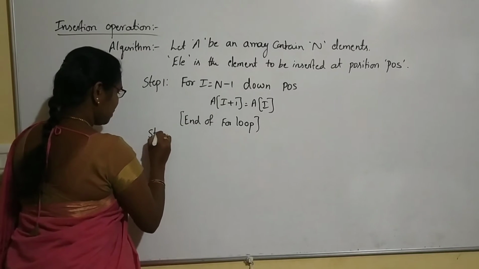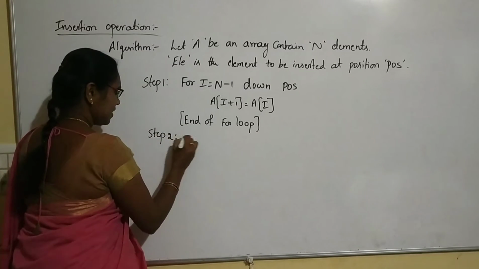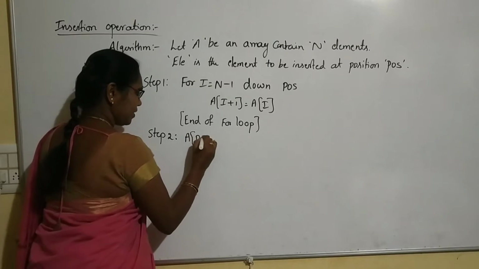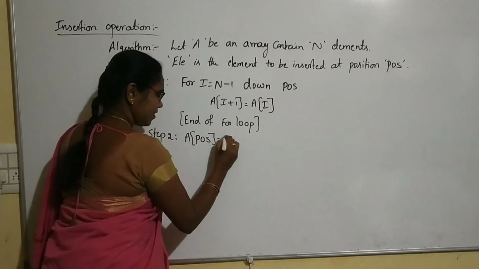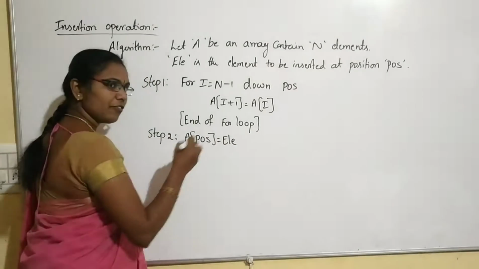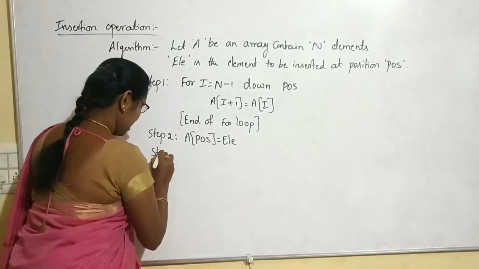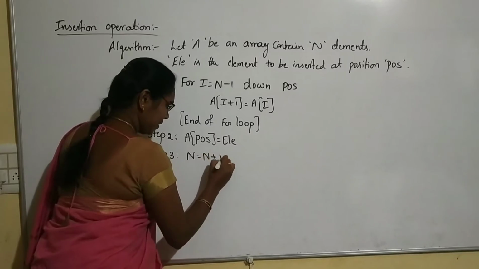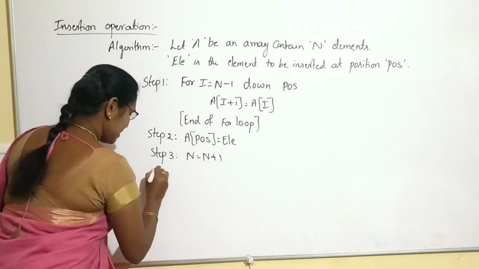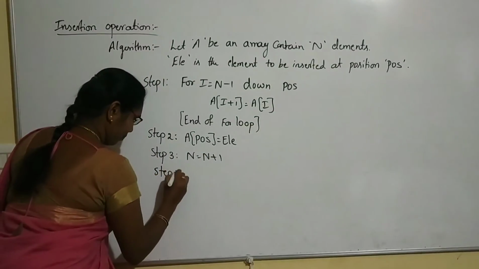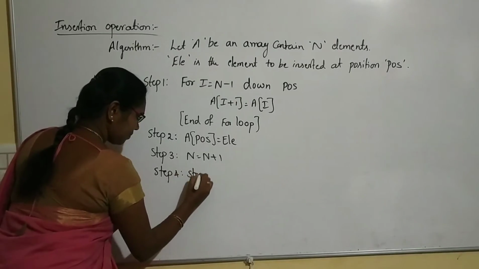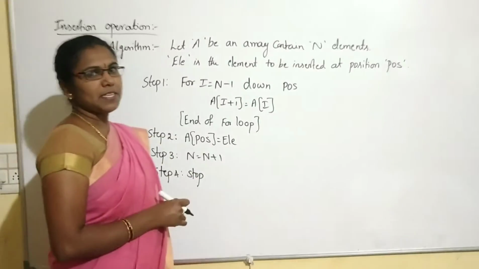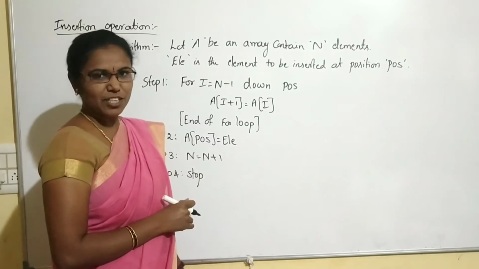Then step 2: at that position, we insert the element. After inserting the element, in step 3, we increase the array size by 1 unit. The next step is stop. See here, only 4 steps are there for the insertion algorithm.